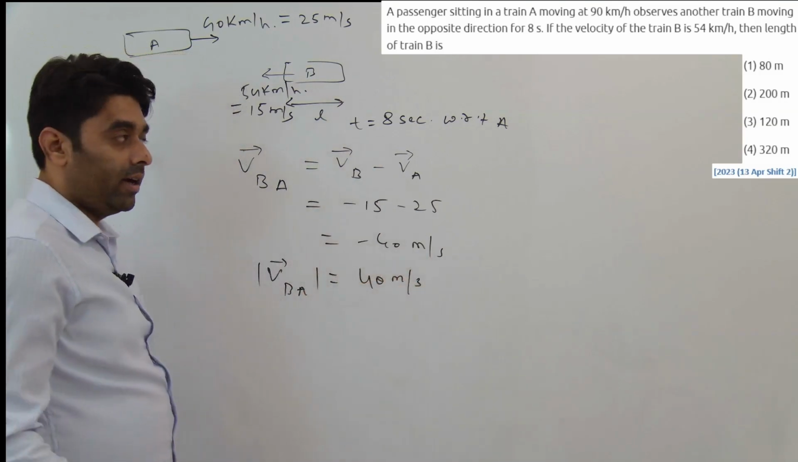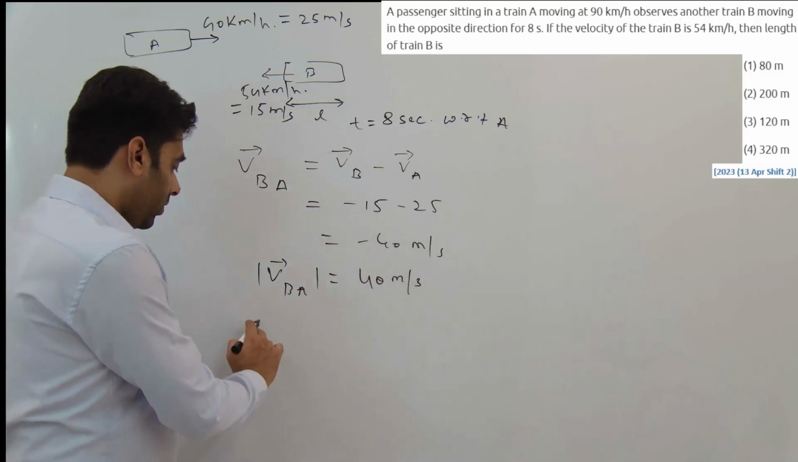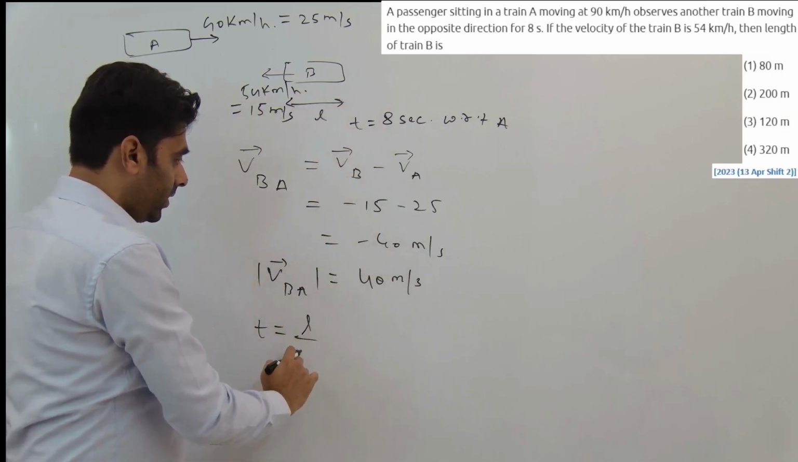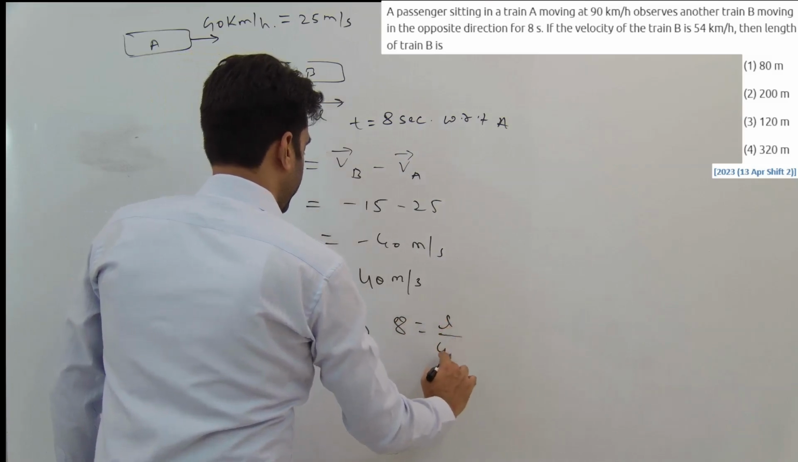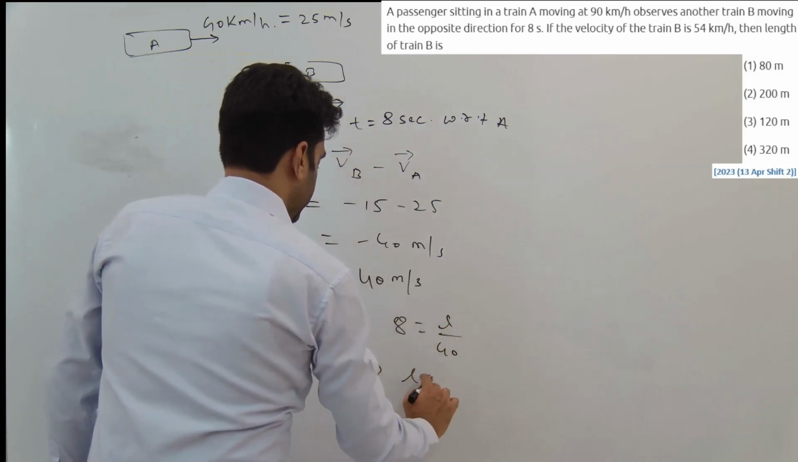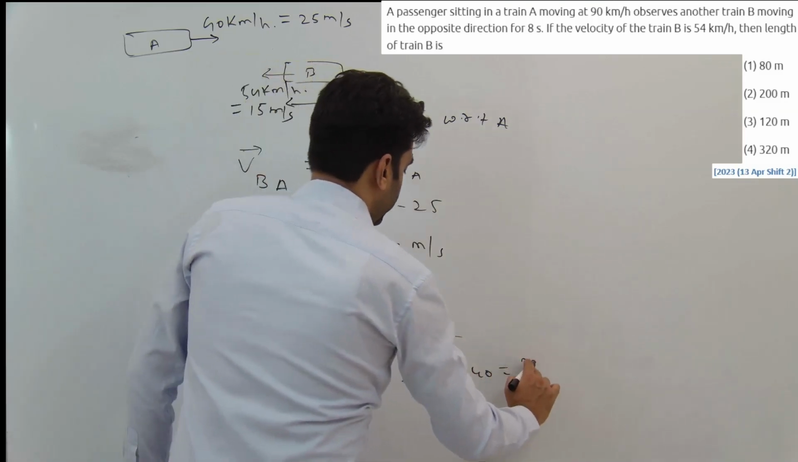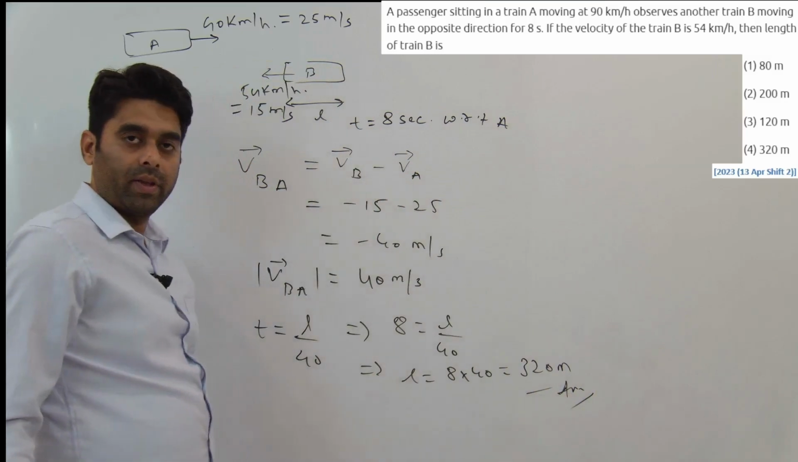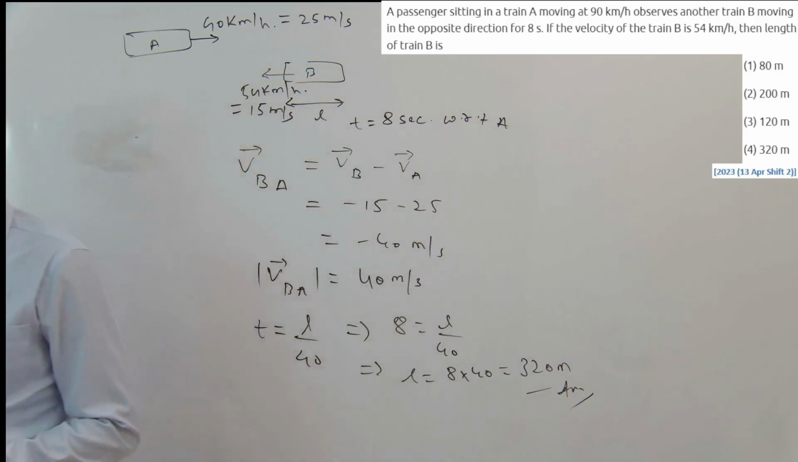So what can we write down? How much time is B taking to cross with respect to A? Time will be distance, length L, divided by speed, that is 40. So 8 is equal to L by 40. So L is equal to 8 into 40, 8 fours are 32. So our answer is 320 meter, right? This is our answer. Let's look at our next question.